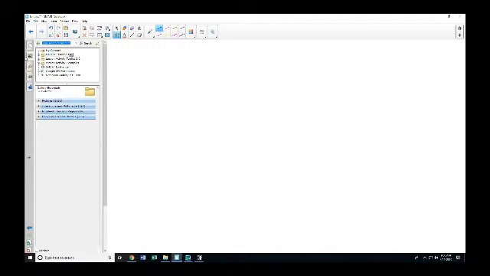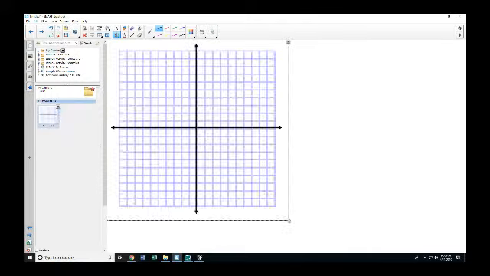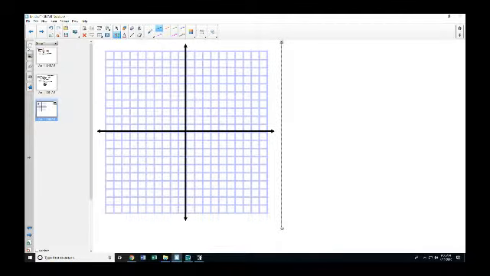Let's look at the graphs. So if I graph y equals 2 to the x, point is 0, 1. Good. I'll do that.